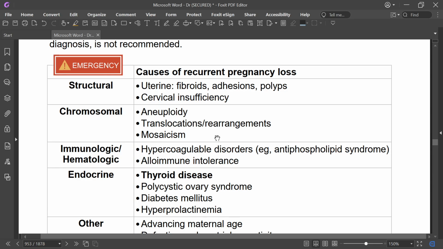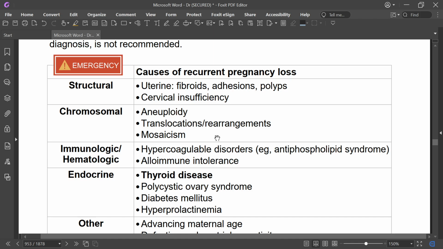It may be structural: uterine fibroid, adhesion, polyp, and cervical insufficiency. The first cause is structural. Second is chromosomal: aneuploidy, translocations, and mosaicism. Third is immunologic, that means hypercoagulable disorder and alloimmune intolerance.